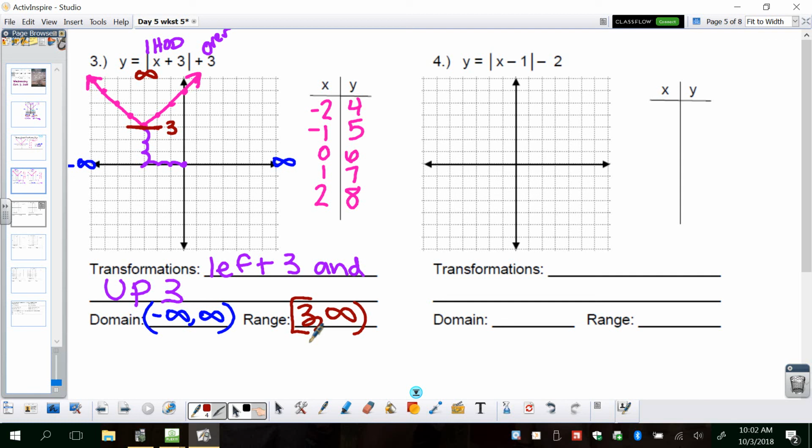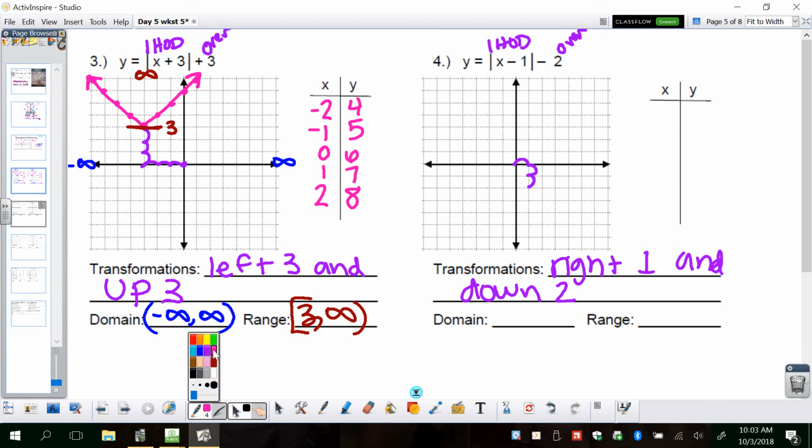Okay, everybody looks like they have it right. So what did we do? We have an inside change that tells me to do what? Right, how many? 1. And we have an outside change that tells me what? Down 2. Okay, so from my old vertex, I'm going to go right 1 and down 2. And there's my new vertex.